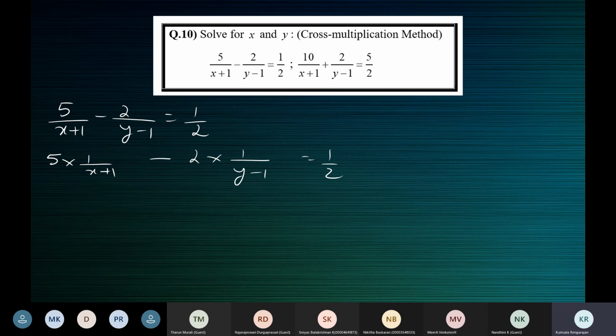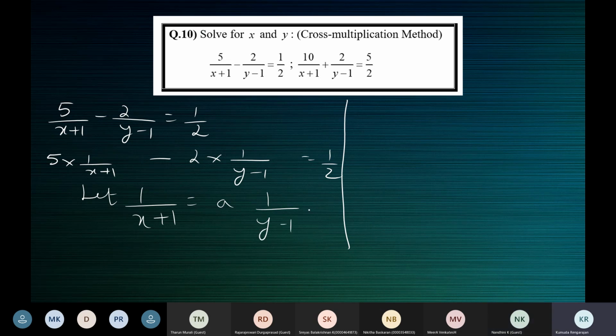Now what should you assume? Let 1 by x plus 1 be a, and let 1 by y minus 1 be b.